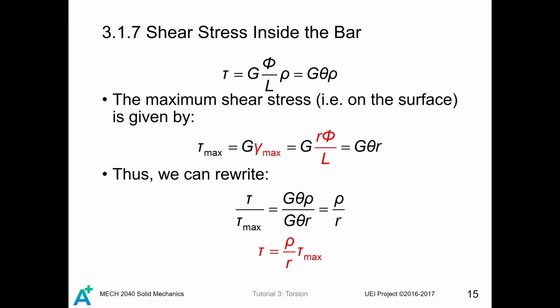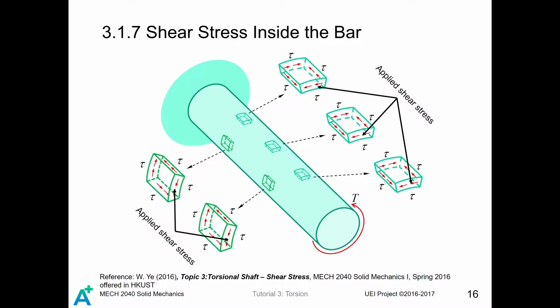Then we can write the shear stress inside the bar to be tau equals ρ divided by R times tau max, where ρ divided by R is a kind of ratio. This is a figure drawn from our previous lecture notes, talking about the shear stress of every element inside the prismatic bar.